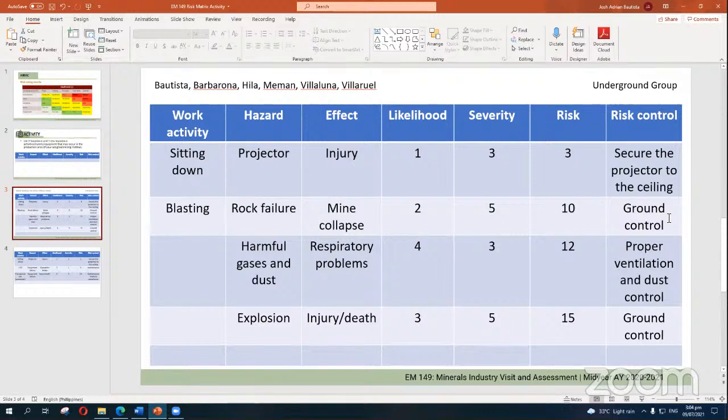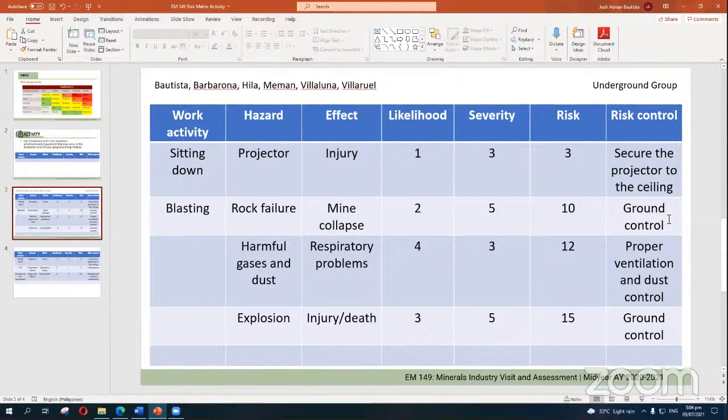Next, of course, in blasting, harmful gases and dust are unavoidable, especially since we are in an underground setting. The likely effect of this is respiratory problems, especially for the personnel at the site. The likelihood is 4, the severity is 3, and the risk is 12. The risk control we identified that can be implemented here is proper ventilation in the underground mine and dust control.